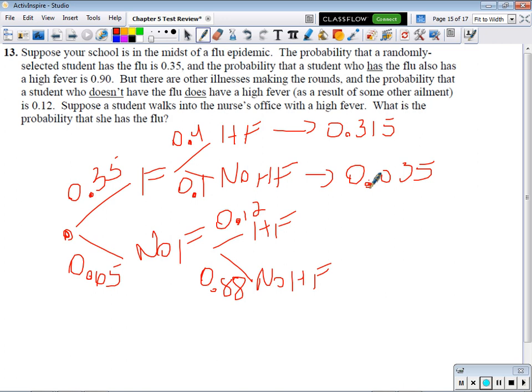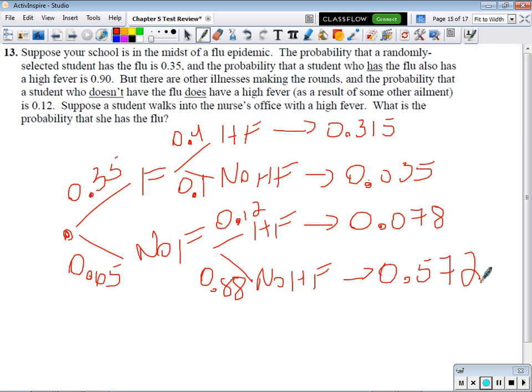Then you have the group of people that don't have the flu but have a high fever. That would be 0.65 times 0.12, and this is 0.078. And then you have the probability that someone doesn't have the flu and doesn't have a high fever, so that would be 0.65 times 0.88, and that comes out to be 0.572. So now that I have this diagram, now I can start answering what the question is asking.